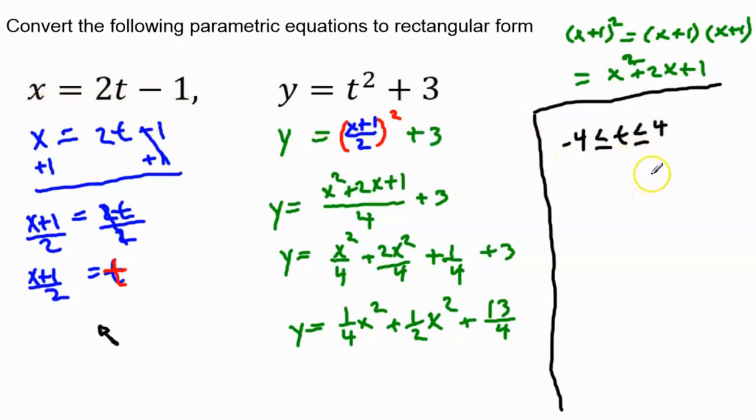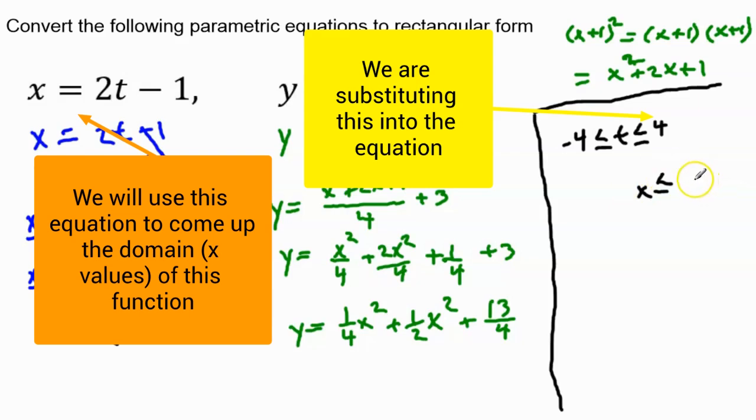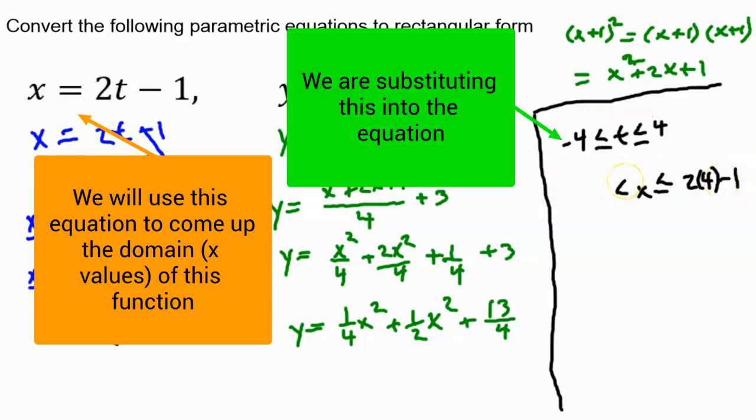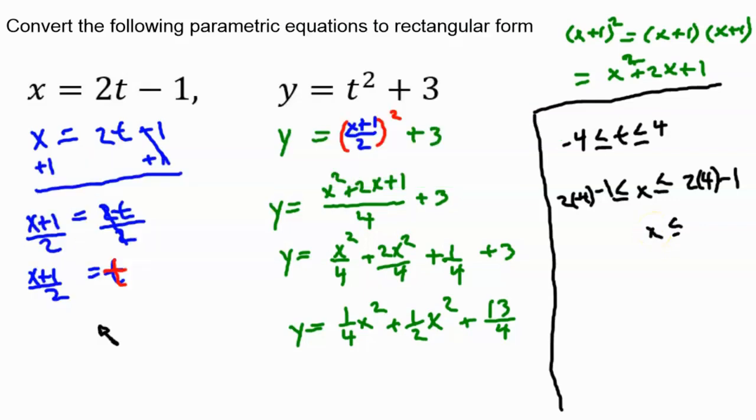Now, what if we had t between 4 and -4? Well, remember that expression that says x is equal to 2t minus 1. So if we take those two numbers, the 4 and the -4, and just plug those in, so 2 times 4 minus 1 and 2 times -4 minus 1, we end up with x between 7 and -9. So that's going to give us our x values.